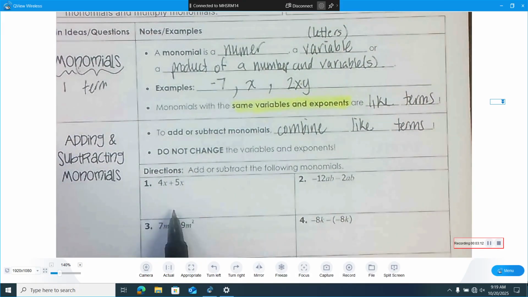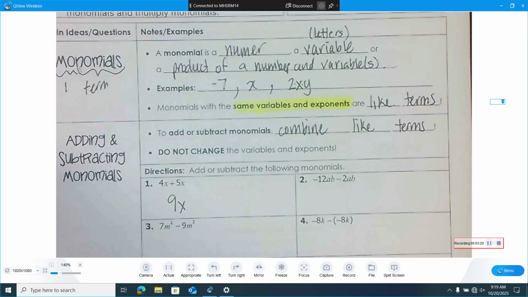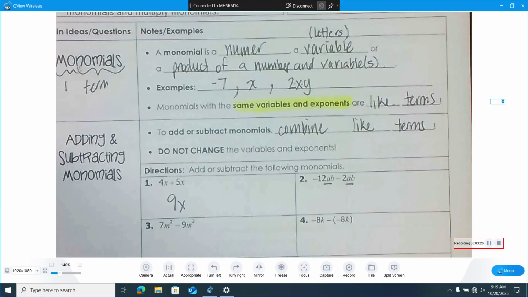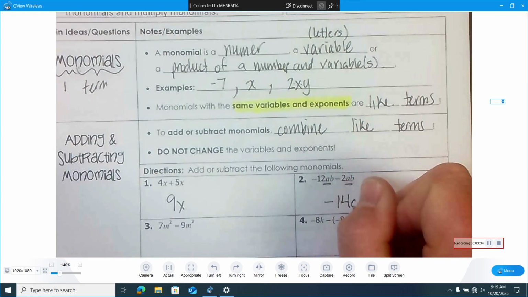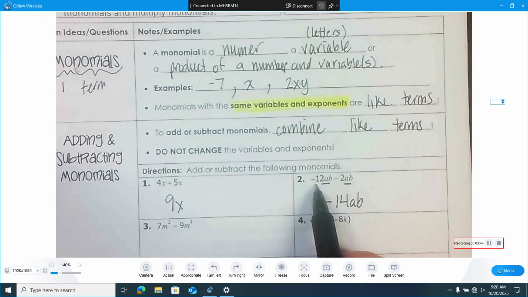We have lots of monomials here. Let's see. 4x's plus 5x's is how many x's? 9x's. That was easy. Here we have 12ab's minus 2ab's. Negative 12ab minus 2ab's. Negative 14. Very good. Negative 14ab's. We can think about that a couple of ways. We can start at negative 12 and we're going to move left 2 more, which would put us at negative 14. Or we can say, hey, they're on the same team. We've got 12 negatives and 2 negatives. They join forces to give us 14 negatives, okay?